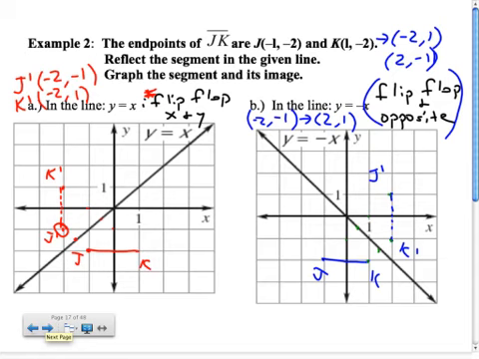So those are the 4 coordinate rules you need to know for reflections. Over the x-axis, your x-coordinate stays the same. Over the y-axis, your y-coordinate stays the same, and you flip the x. And then obviously y equals x, you flip-flop. Y equals -x, flip-flop, and take the opposite of both.